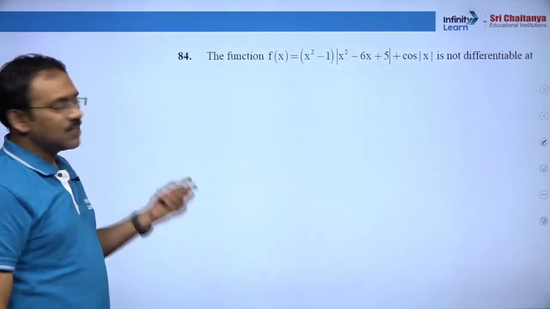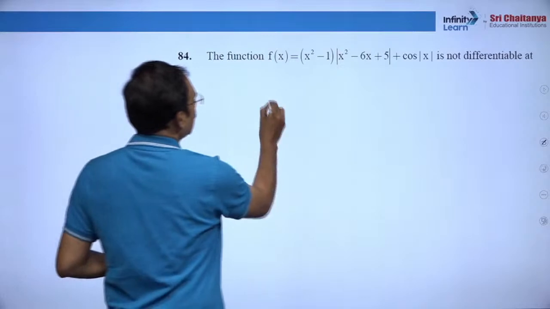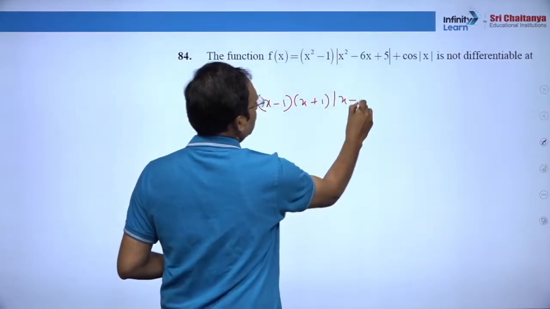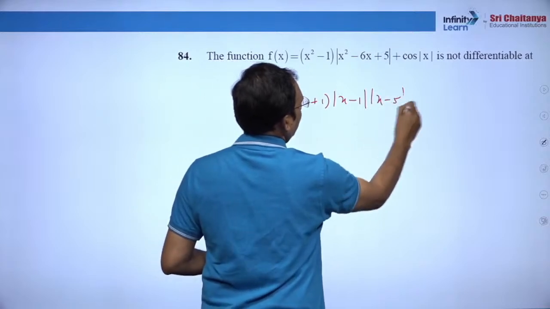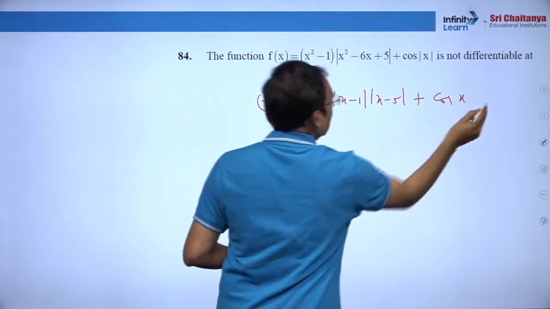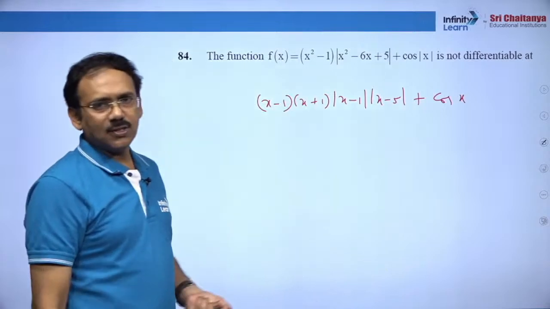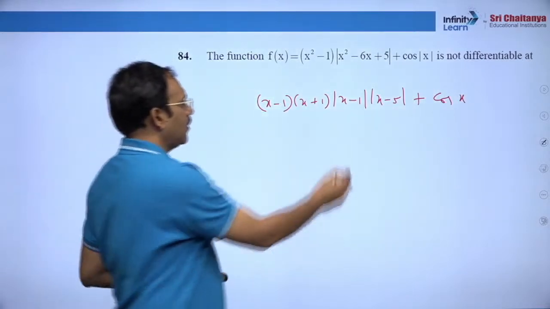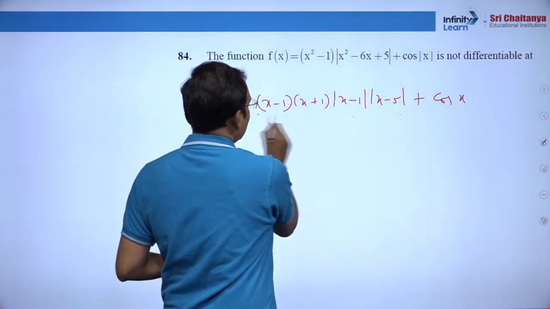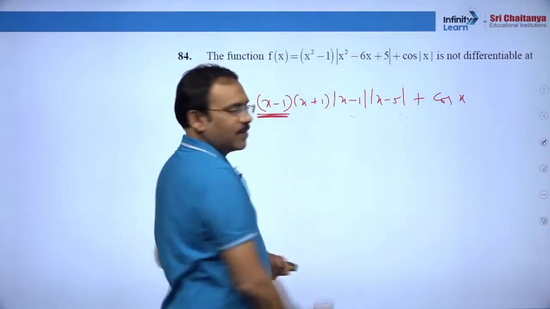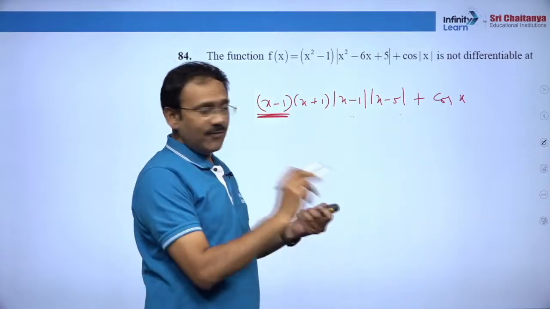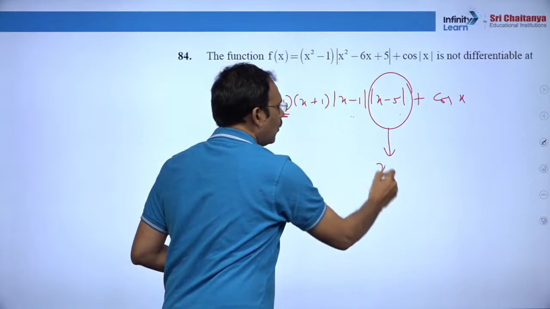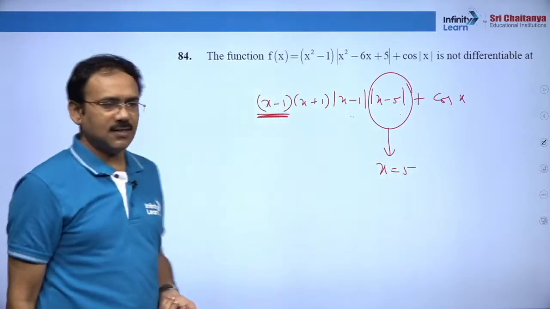Next, you see, this is not differentiable yet. You can write this as (x minus 1) into (x plus 1) into mod (x minus 1) into mod (x minus 5) plus cos x. Cos mod x makes no difference because cos of minus x is cos x itself. It has a differentiability problem at 1 and 5, but this x minus 1 supports mod (x minus 1), so that it will be differentiable. So, it will have a differentiability problem at only x is equal to 5, that is it.